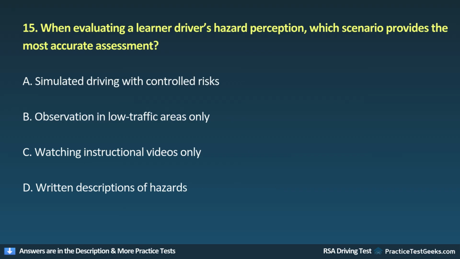15. When evaluating a learner driver's hazard perception, which scenario provides the most accurate assessment? A. Simulated driving with controlled risks. B. Observation in low-traffic areas only. C. Watching instructional videos only. D. Written descriptions of hazards.